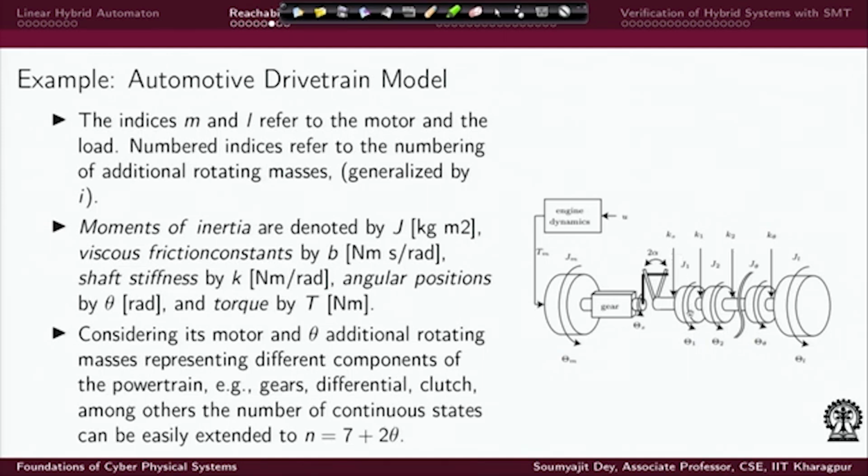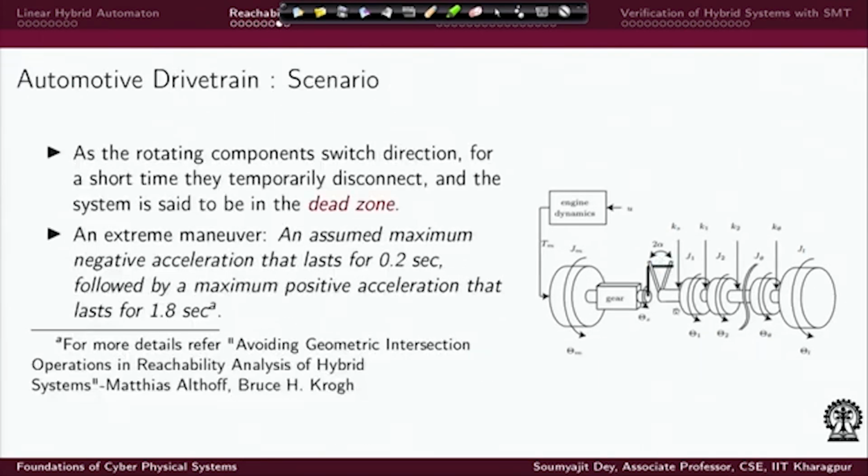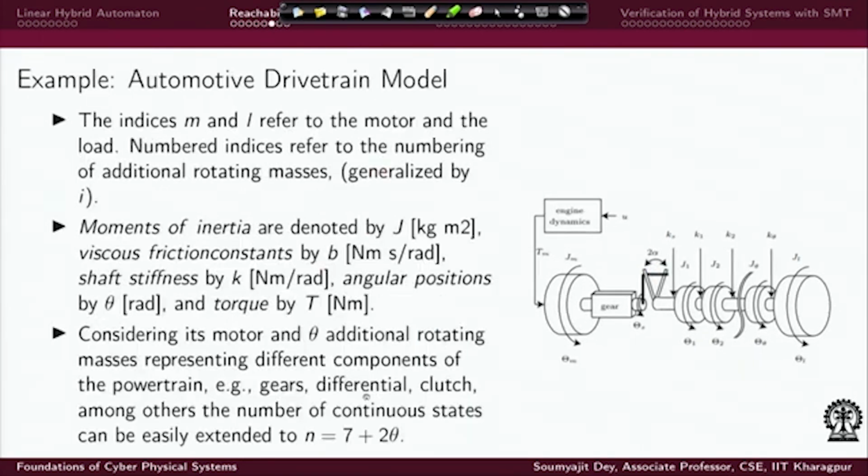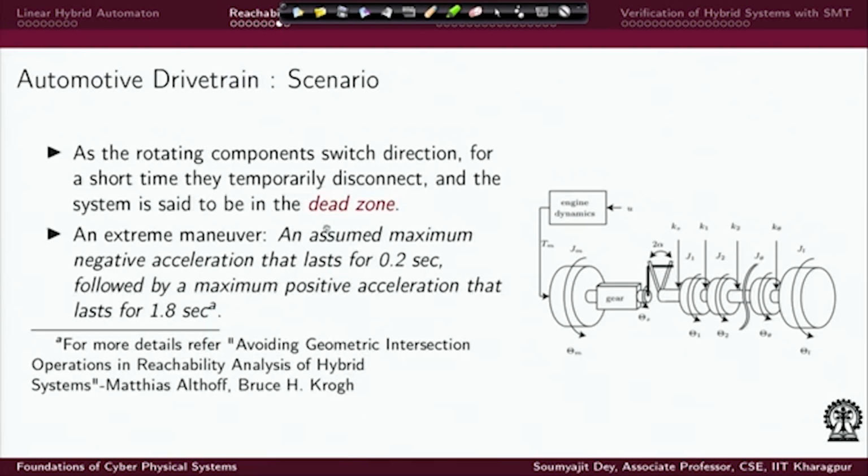So that's how the clutch mechanism and the differential mechanism will work here, right? And we are trying to show all these different components of the powertrain, gears, the differential here, and the clutch, among others. And so this is a significantly large system, and there are a lot of continuous states here, right? So what can happen is, when these rotating components are going to switch direction, for a short time they will temporarily disconnect.